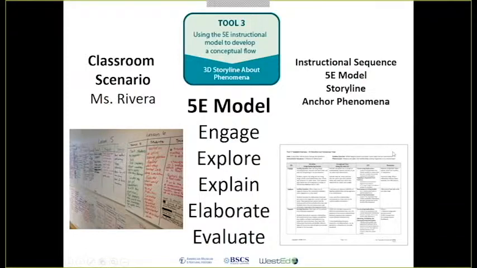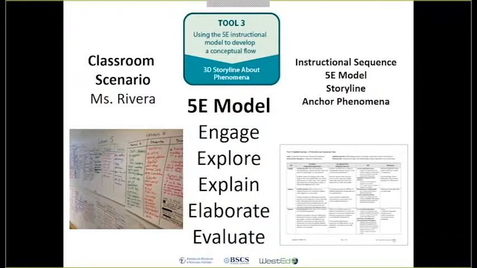Then we went to Tool 3, and the purpose of Tool 3 was to use the research-based 5E instructional model to develop a coherent storyline that focused on an anchor phenomenon and a conceptual flow of science content. So I had you guys read two teacher scenarios, Mr. Cole's and Mrs. Rivera's unit plans.